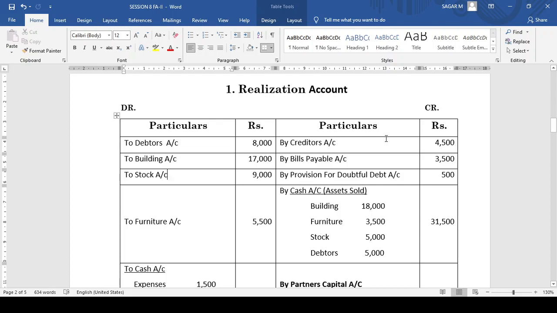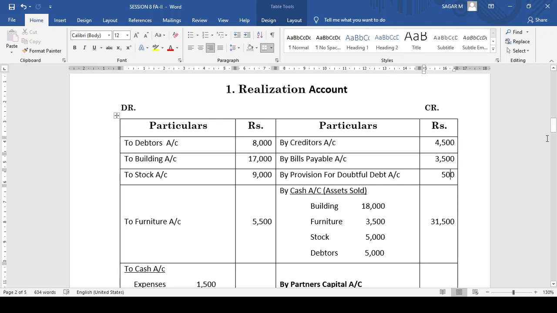Now transfer the liabilities. So we have creditors worth 4,500, bills payable 3,500, and we have PDD, provision for doubtful debts, of rupees 500. After these assets and liabilities have been transferred, the next entry is for realization of assets. That is, at what price the assets have been sold in the market.